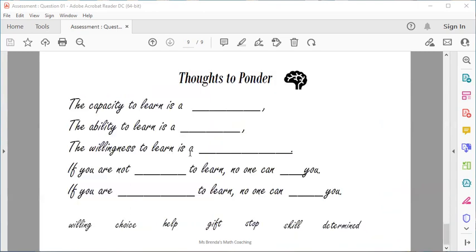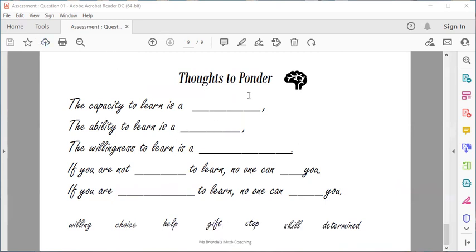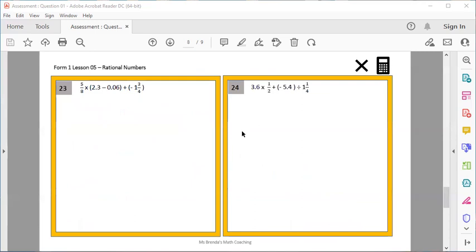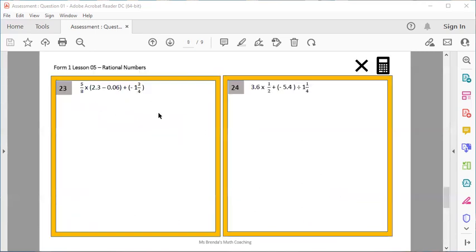Okay, now the last part is a fill in the blanks. All right, the capacity to learn is a what? The ability to learn is a what? The willingness. There's something for you to just fill in the blanks, and if you got it right, you should always remember these wonderful words of wisdom. Okay? So, yes, it's English. So what? There's nothing wrong. Just to motivate you guys a little.